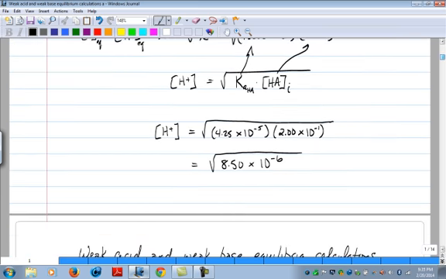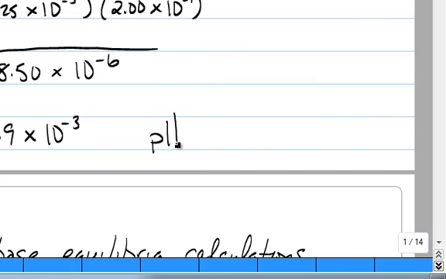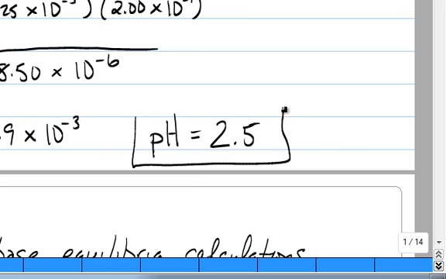So now, without really needing to use a calculator, we know that the square root of 9 is 3. So you can take a pretty good guess that the square root of 8.50 is about 2.9. We'll say square root of 10 to the minus 6 is, of course, 10 to the minus 3. And that will be our hydronium or H plus ion concentration at equilibrium. For the pH, you just take the negative log of that number. And we can also do this without a calculator. We see 10 to the minus 3, so the pH is going to be 2 something, and that about 3 changes to a 5. So the pH will be 2.5 at equilibrium.